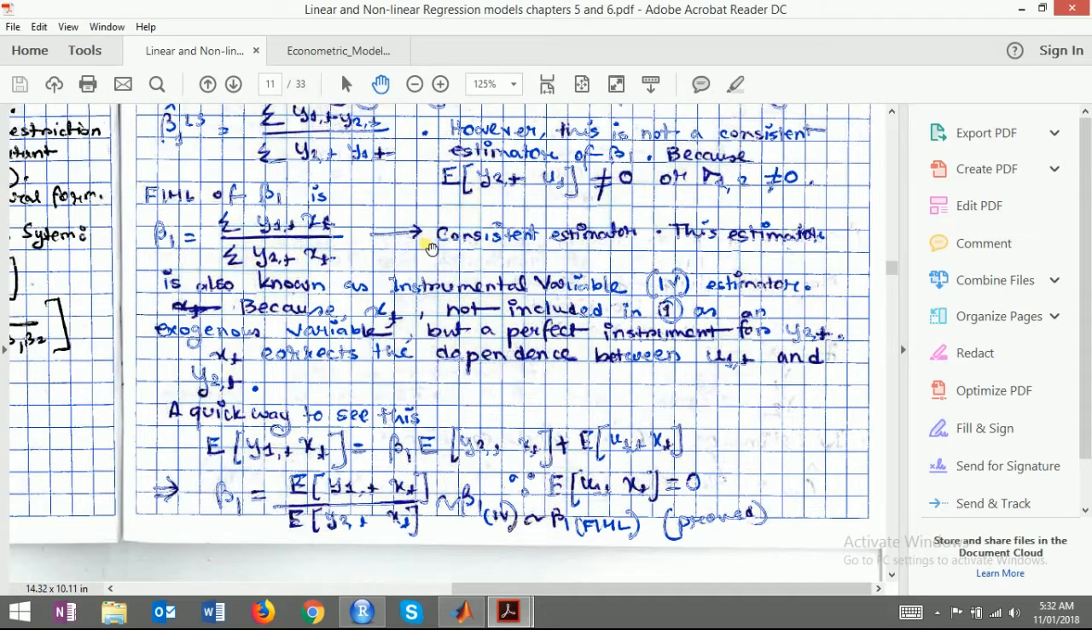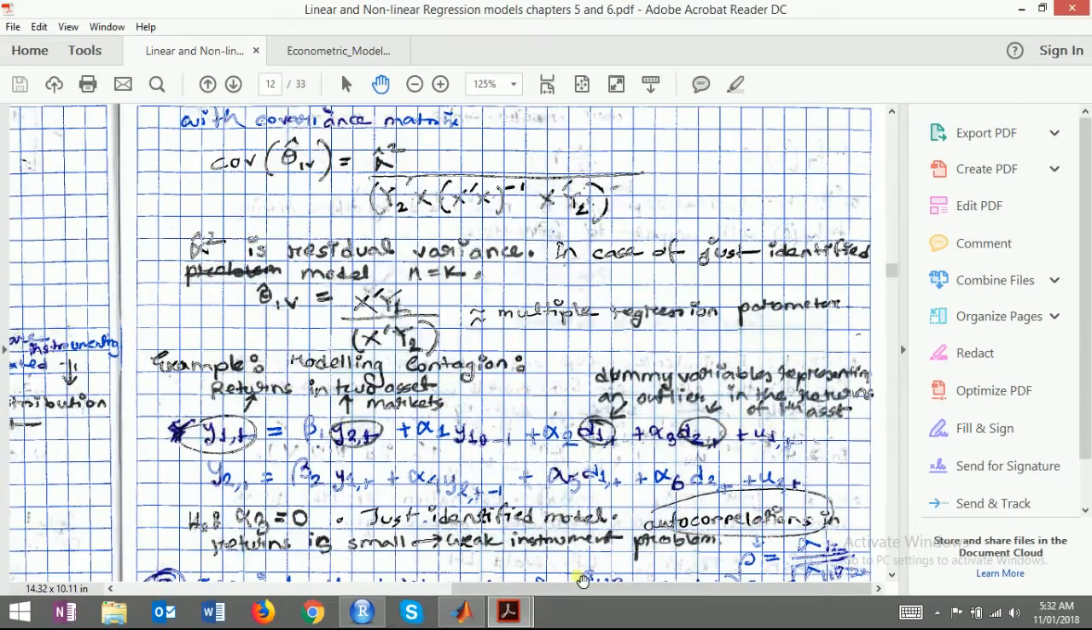So beta 1 is equivalent to the beta parameter estimation of the instrumental variable technique, which also equals the beta parameter estimation with the FIML technique. So this is a consistent estimator, as proved.